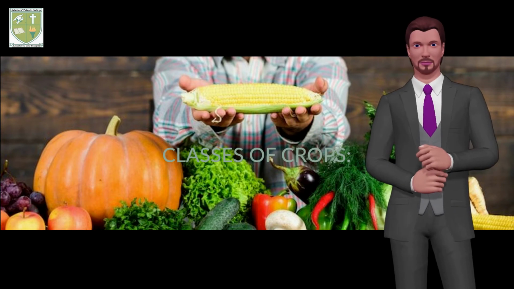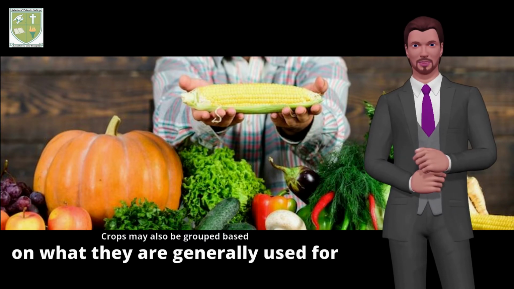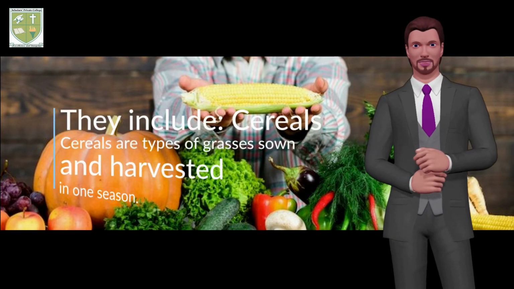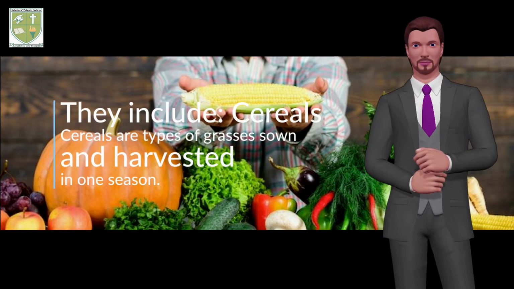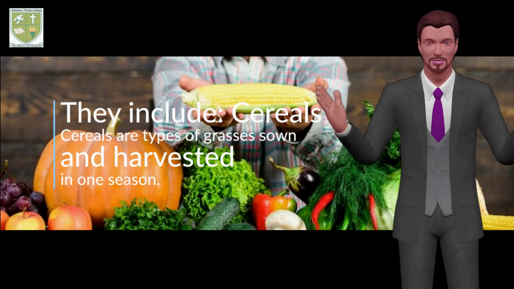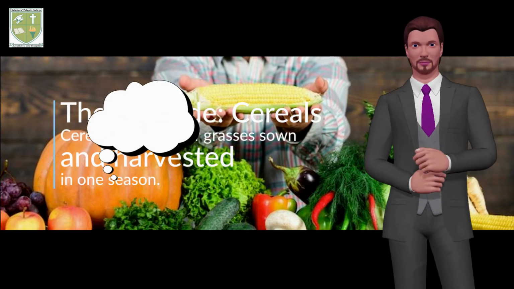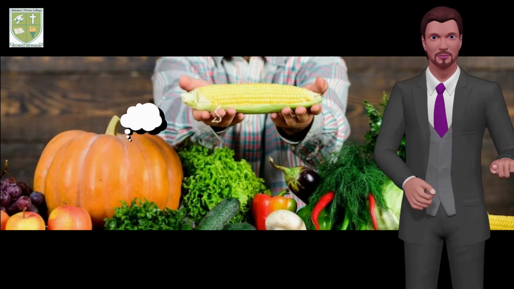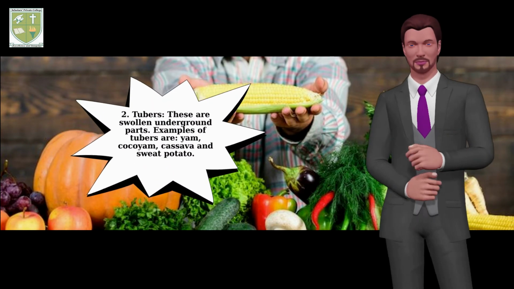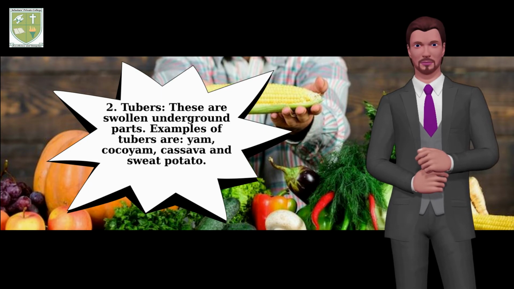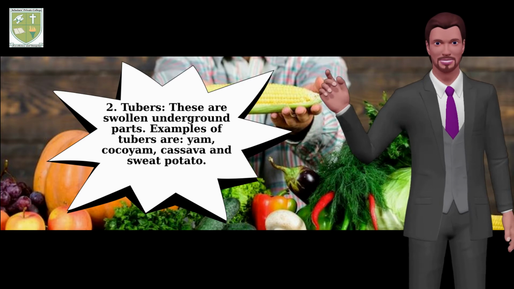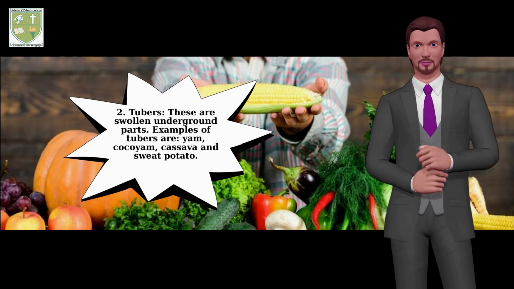Classes of crops. Crops may also be grouped based on what they are generally used for. They include 1. Cereals. Cereals are types of grasses sown and harvested in 1 season. Examples are rice, millet, maize, guinea corn and wheat. 2. Tubers. These are swollen underground parts. Examples of tubers are yam, cocoa yam, cassava and sweet potato.